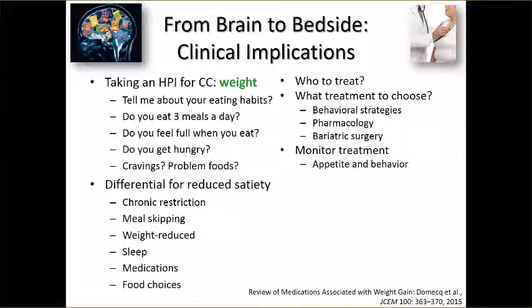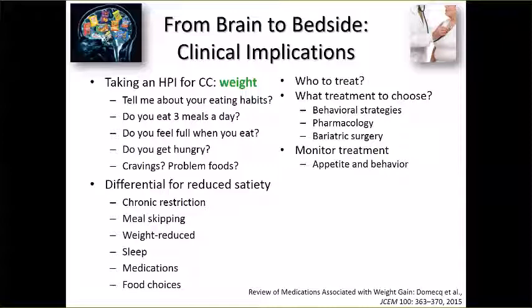We're going to monitor our treatment, and now you know how to ask them about their appetite and some of the symptoms they might be having. And remember that the ultimate goal is the behavior. So is it making it easier to stick to these lifestyle changes that they're implementing at the same time?